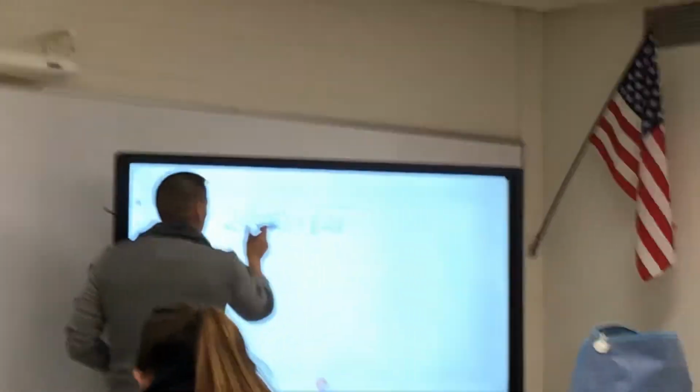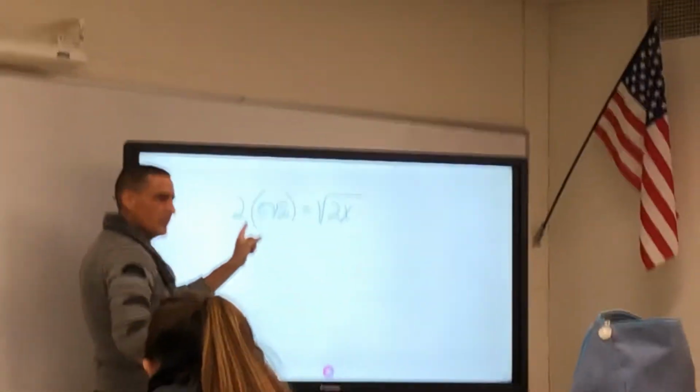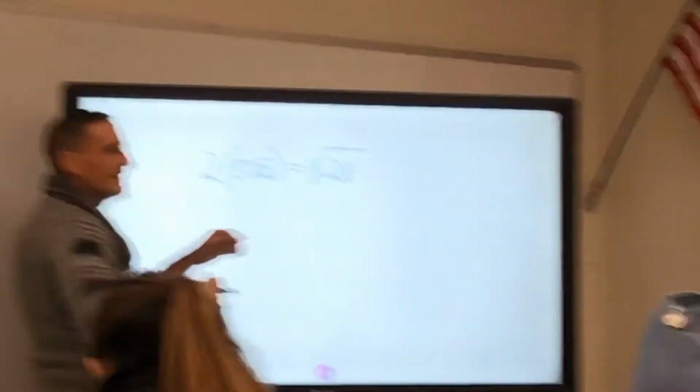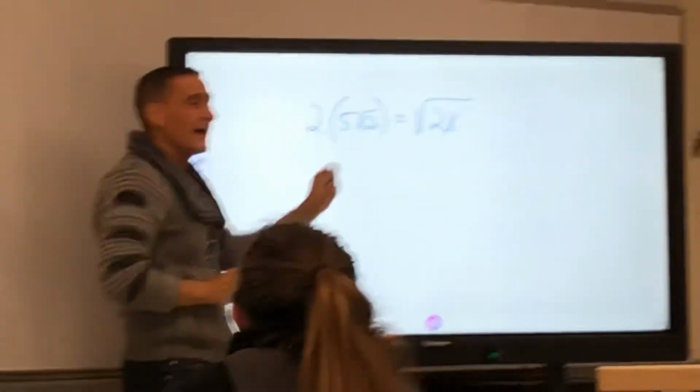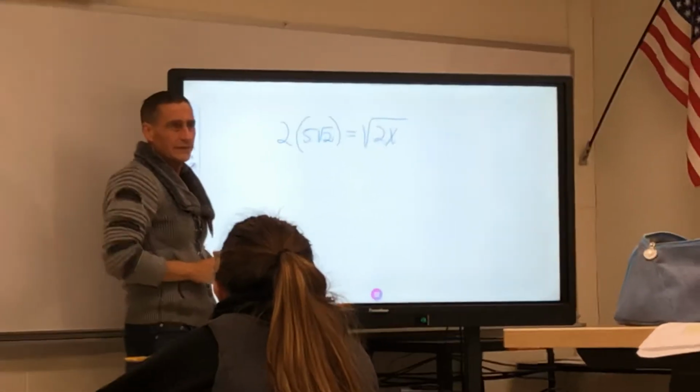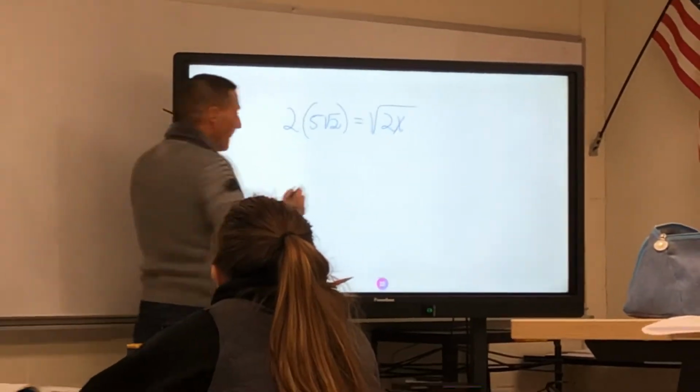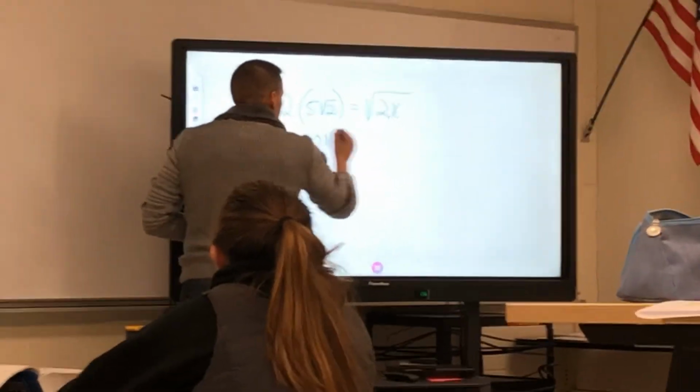What do we do here? I hear students say all the time accidentally, distribute the 2. Like, no. It's not distribute. You only distribute if there's a plus or minus in between. So what are we gonna do? Just multiply and you get 10√2, right?